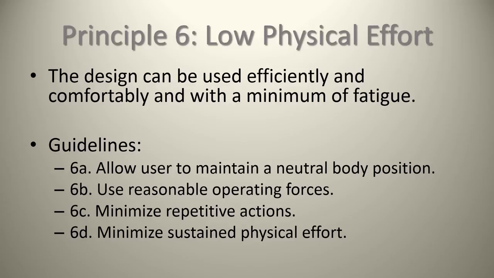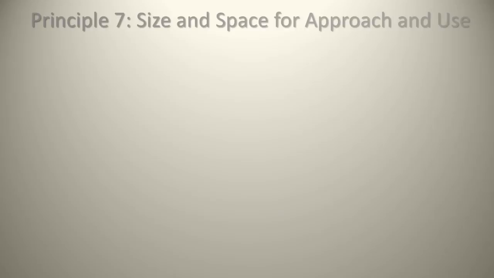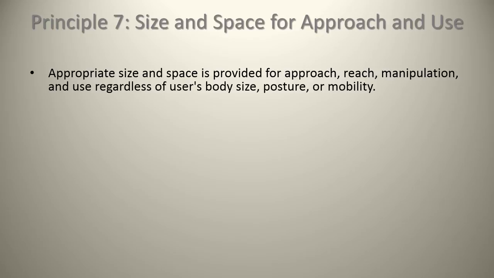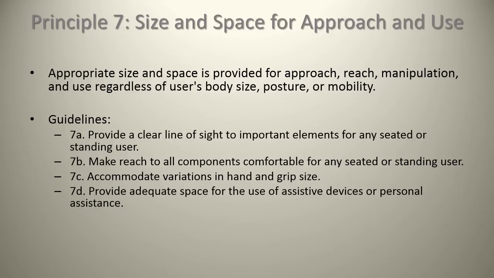And then lastly, principle seven, size and space for approach and use, in the sense that the appropriate size and space is provided for approach, reach, manipulation, and use, regardless of the user's body size, posture, or mobility. Basically, the guidelines here are providing a clear line of sight to important elements for any seated or standing user, making reach to all components comfortable for any seated or standing user, accommodating variations in hand grip and size, and providing adequate space for the use of assistive devices or personal assistance.